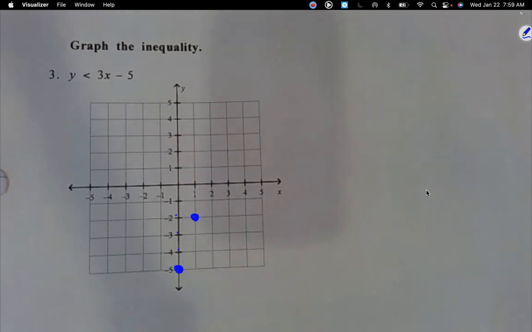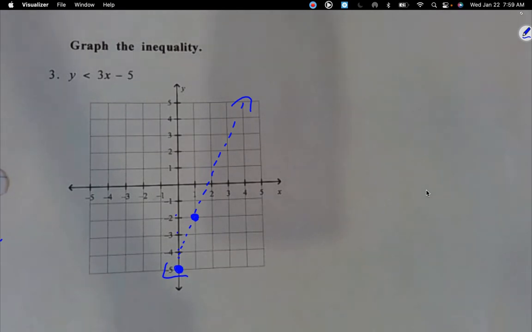Dotted. If it's the less than or the greater than sign, it's a dotted line. If it's got the equal to underneath, you'll draw a solid line. Okay? That's just our little rule. So it's just the less than sign, so I'm going to draw, as best as I can, a dotted line.